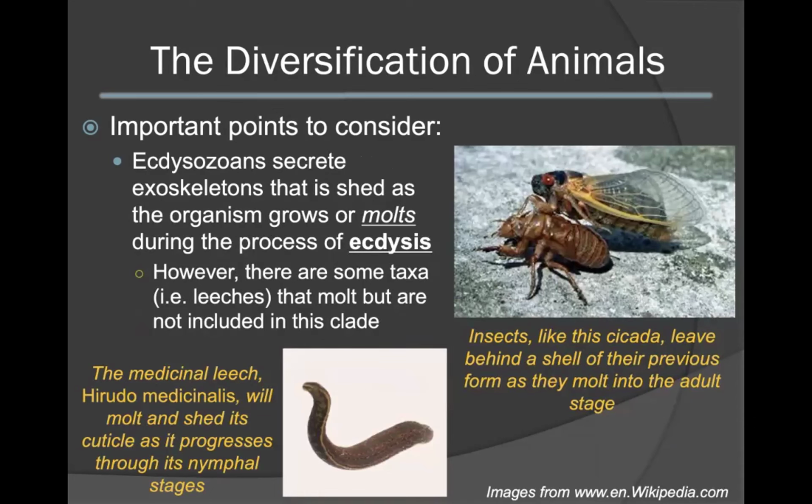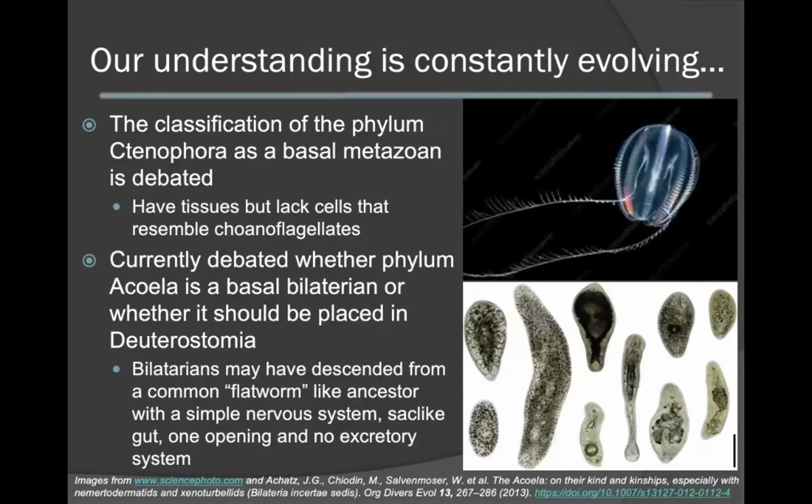This can be evident in the medicinal leech Hirudo medicinalis. It will molt and shed its cuticle as it progresses through its nymphal stages. However, it is not considered to be an ecdysozoan. However, insects like this cicada can leave behind their shell of the previous form as they molt into the adult stage. And finally, also keep in mind that our understanding of these relationships is constantly evolving.